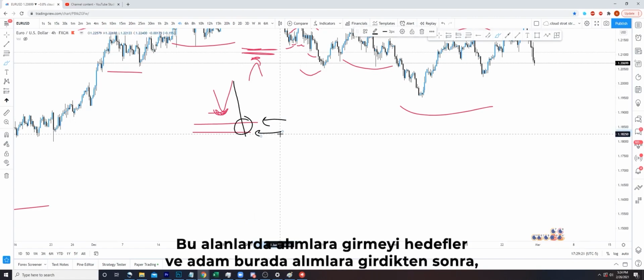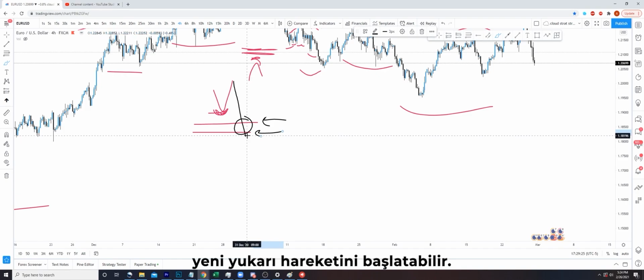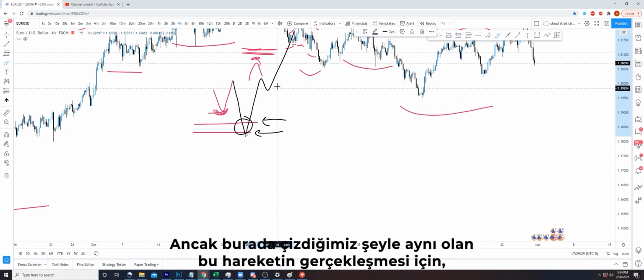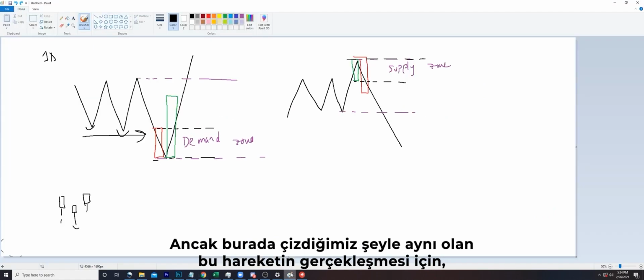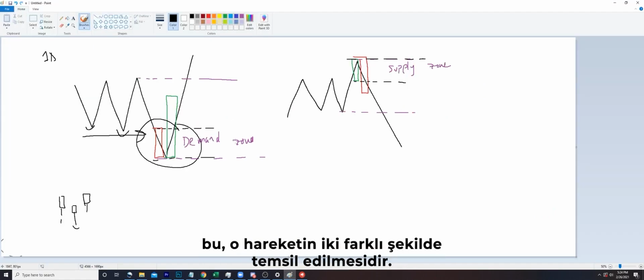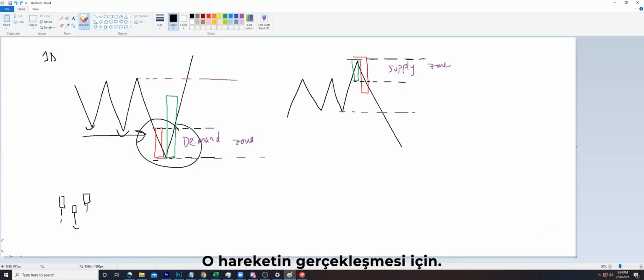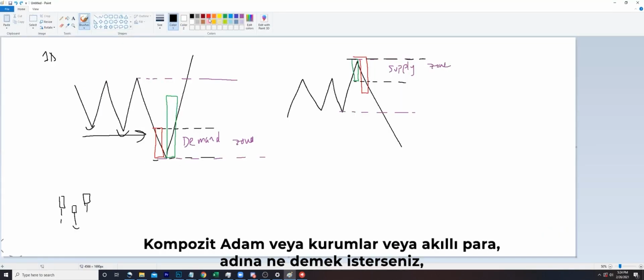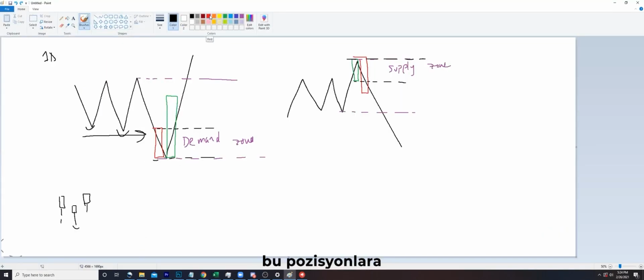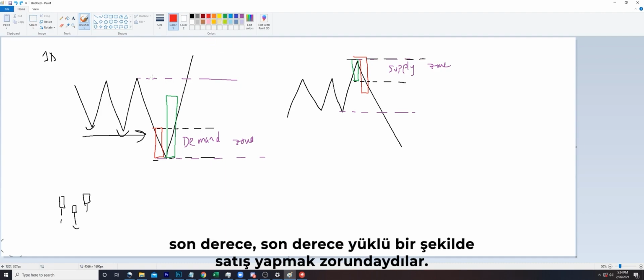And the Composite Man does what at these areas? Looks to enter buys, and after the Composite Man has entered buys here, then he can begin his new move up. But to make this move occur here, which is the same as what we drew here, this is that move, again represented in two different ways. To make that move occur, the Composite Man, or institutions, or smart money, whatever you want to call them, had to sell into these positions extremely, extremely heavily.